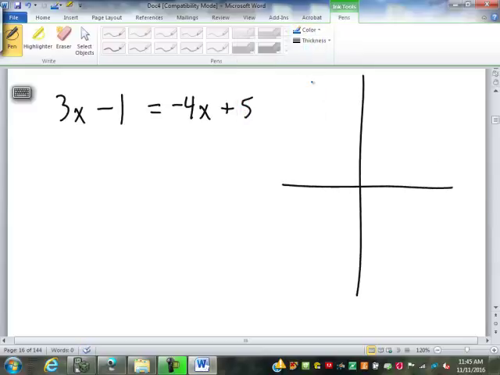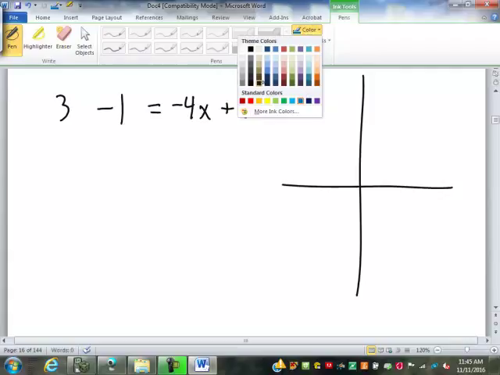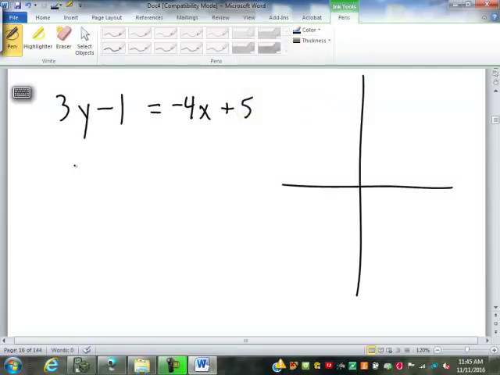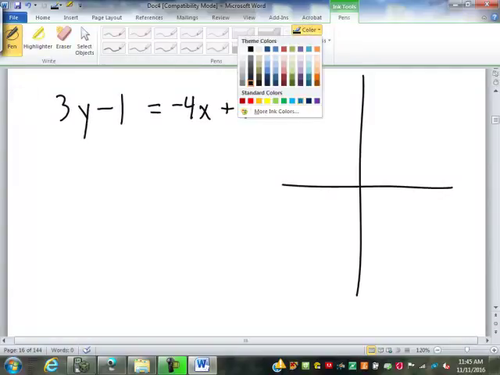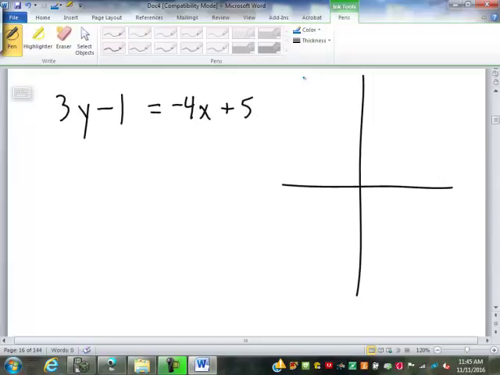How about here? Obviously, oops, I screwed up. That shouldn't be an x, that should be a y. Makes a lot more sense if there was another variable in there, doesn't it? There we go, sorry. 3y minus 1 equals negative 4x plus 5. Well, the y is being multiplied by 3 and 1 is subtracted from it. So we have to get rid of both of those.